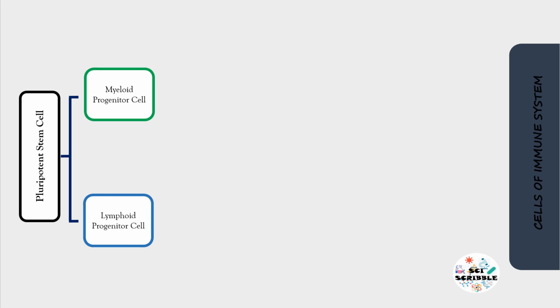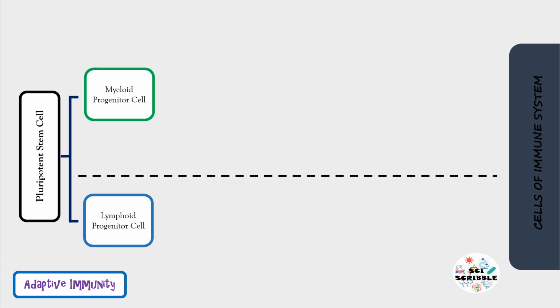Cells of immune system. We will start with a pluripotent stem cell. This pluripotent stem cell can become other types of cells. They could become myeloid progenitor cells or lymphoid progenitor cells. This dissection of the pluripotent stem cell will divide the immune system into two functional categories. Cells that arise from the lymphoid progenitor are part of the adaptive immunity. Several cells that arise from the myeloid progenitor are part of the innate immunity.